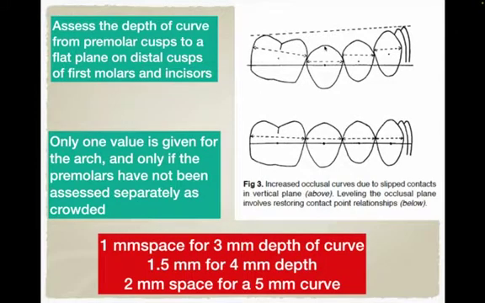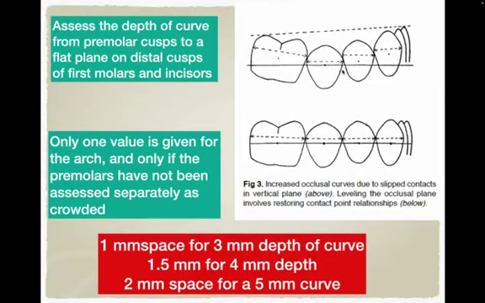The reason for that, as you can see in this diagram, is that when you have an increased depth of the curve of Spee, it results in a slippage of the contact points between neighboring teeth. So here, the contact points are not at the same level. To get this 5 up, to have the contact point at the same level, we need more space because the teeth look triangular. But once they are there, you don't need more space, because of the anatomy of the tooth, it gets narrower. So that's why if it's more than 5 millimeter, we don't need more space for the leveling of the curve of Spee.